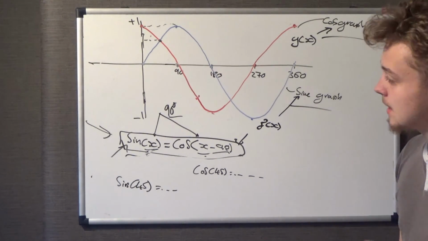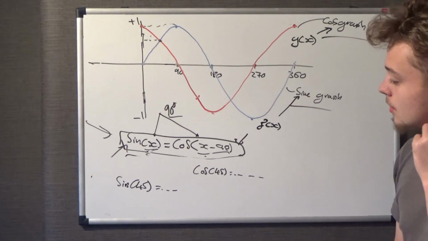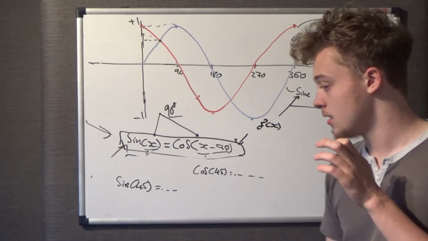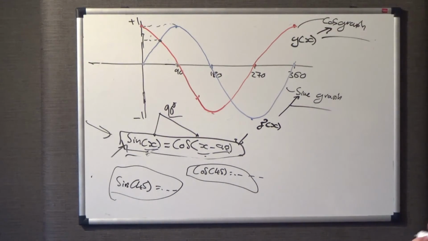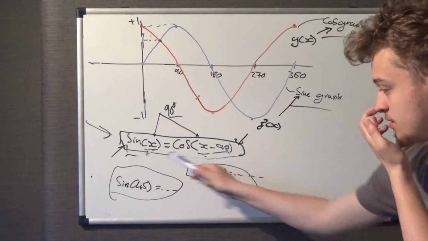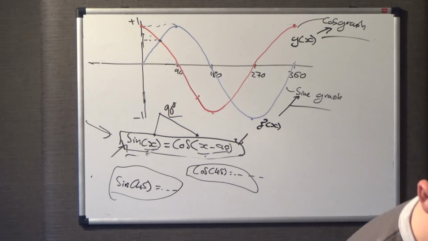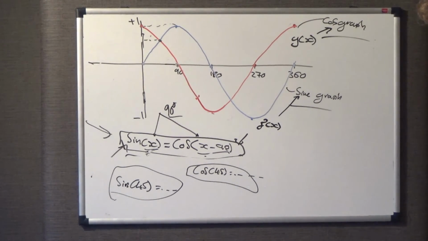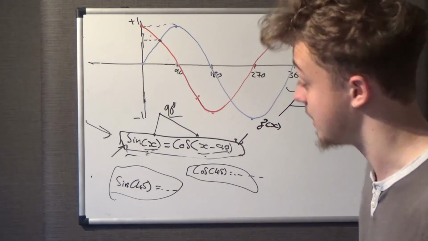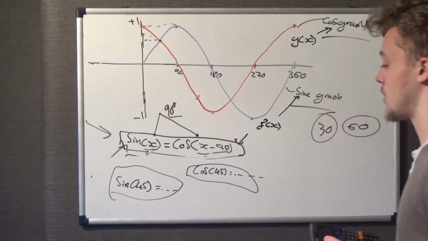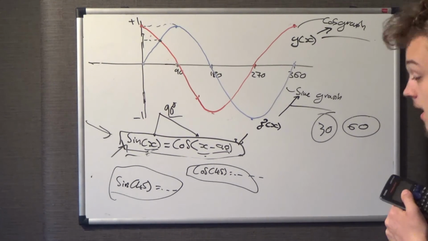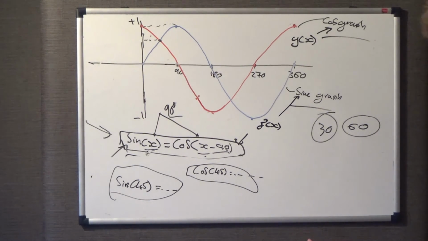So that's just an example there. You can pick any example you want. As long as these two numbers add up to 90, you should get the same answer. Let's do another example. Just pick two numbers that add up to 90. So 30 and 60. If you want to put 30 into cos and 60 into sine, do that. If you want to put 60 into cos and 30 into sine, do that as well.